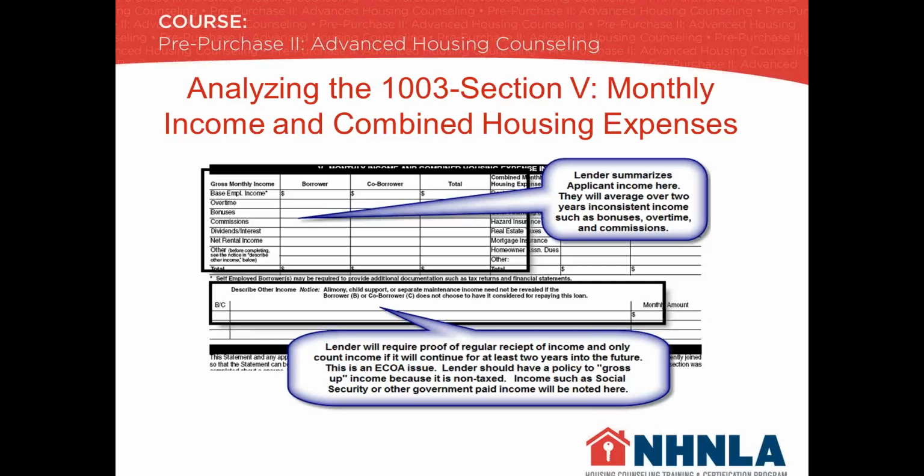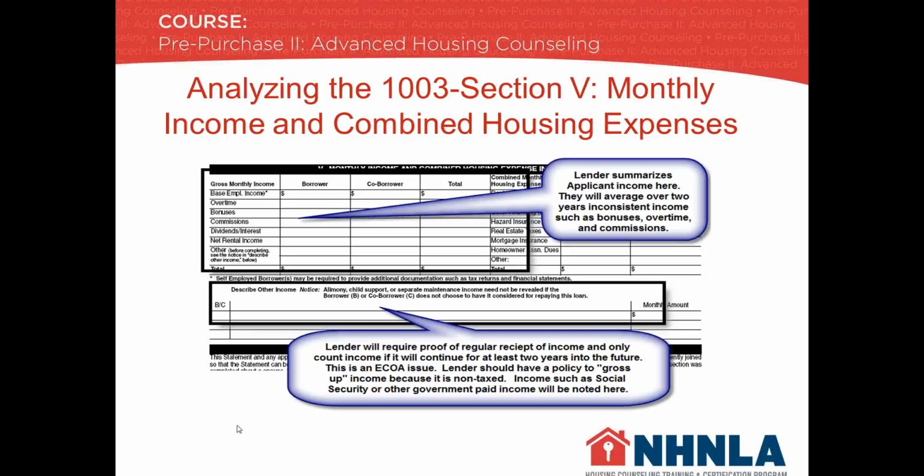So for instance, if it's maintenance income, they're going to look at the dates of that order and make sure it's not scheduled to end in 6 months. If it's child support, they're going to make sure that the child's not turning 18 and it's scheduled to stop. So this is going to be the section where they take a look at that.